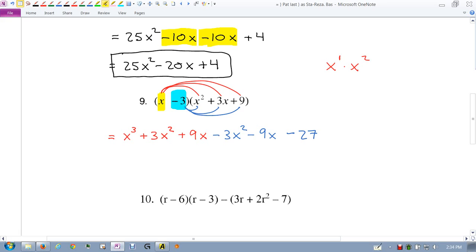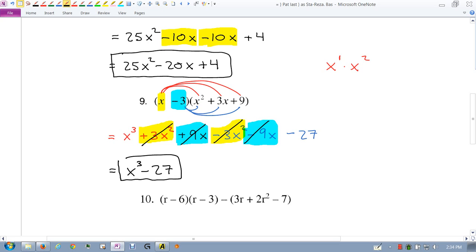Collect like terms if possible, and I actually do have x squared, ooh. And these. Those cancel, and so since this and this go away and this go away, all you are left with is x cubed minus 27. Questions? No?